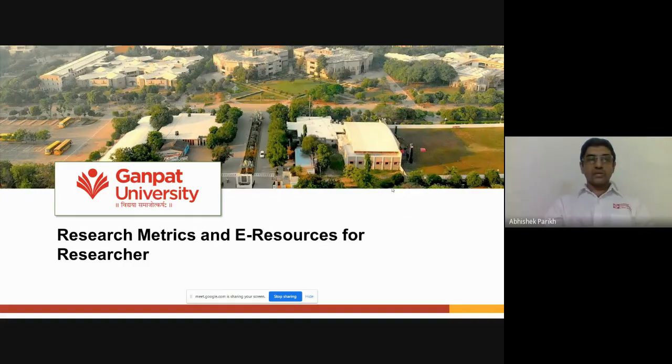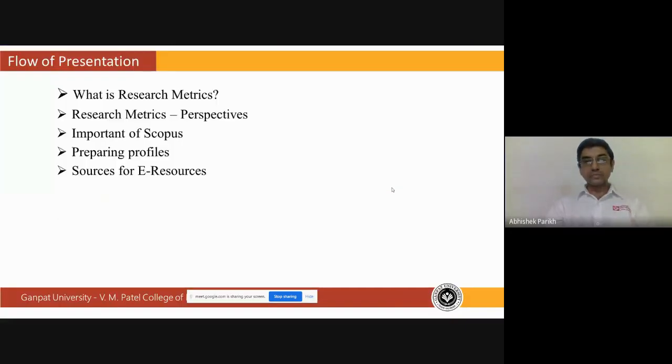So today I will take a session on research metrics and e-resources for the researcher. Our main focus will remain on research metrics. This will be our next 60 to 70 minutes flow of presentation, in which we will try to cover the meaning of research metrics. We'll also try to understand different perspectives of research metrics, and we'll cover the importance of Scopus.